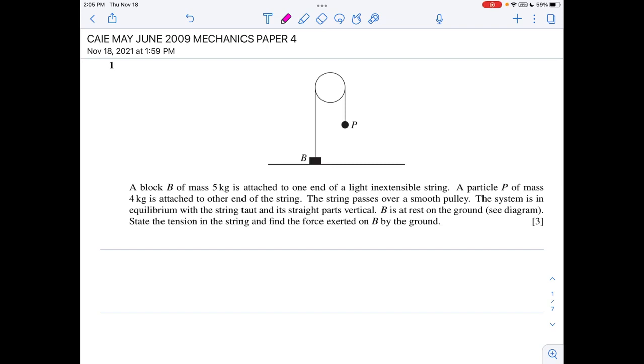So welcome, this is CAIE May June 2009 Mechanics paper 4. So let us try to solve the paper. There are something around 7 questions. We shall try to solve all the questions.